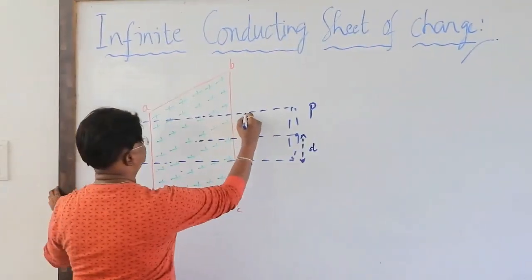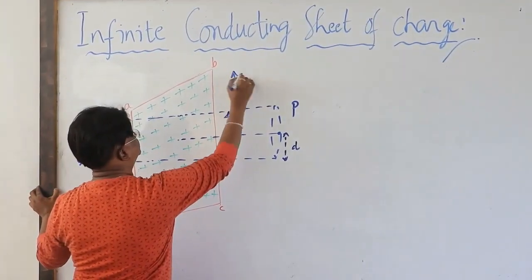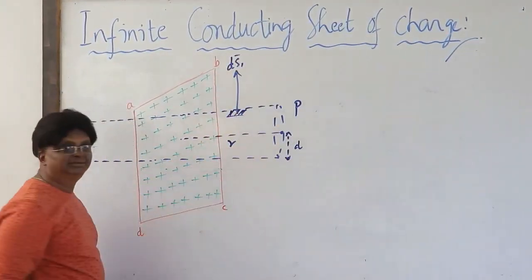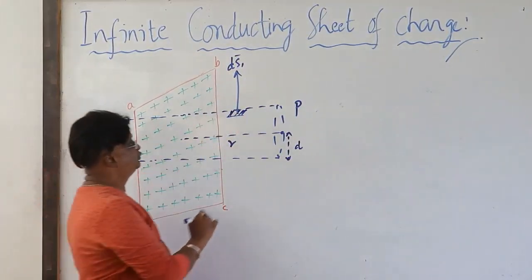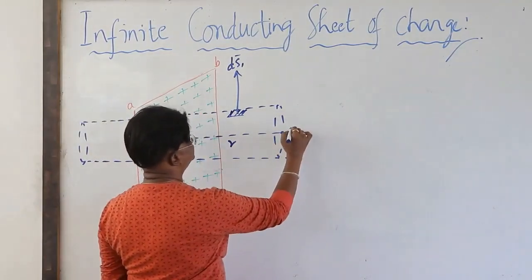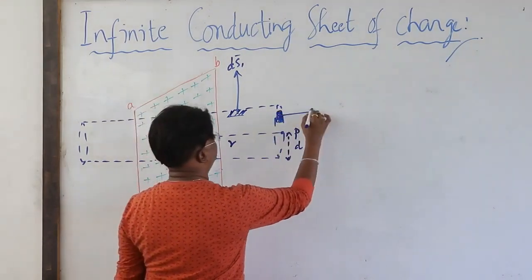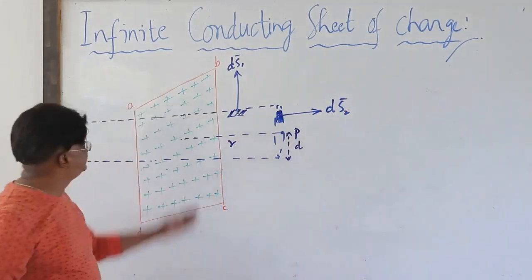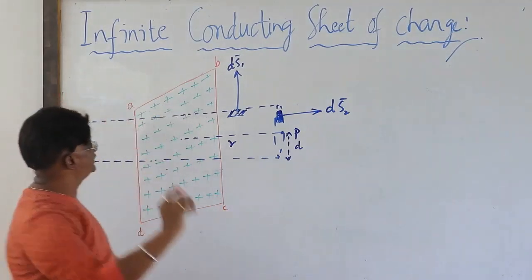Supposing this is an element I have considered, with the outward normal ds1 bar on the curved surface. And one more element I will consider, at this point on the flat surface, is ds2 bar. Now it is the case of flux. Now this is what we write, and I would like to show it again in red color.